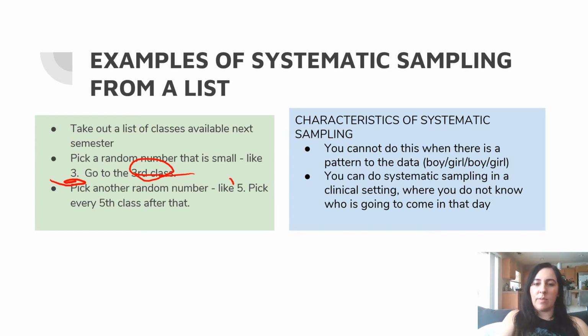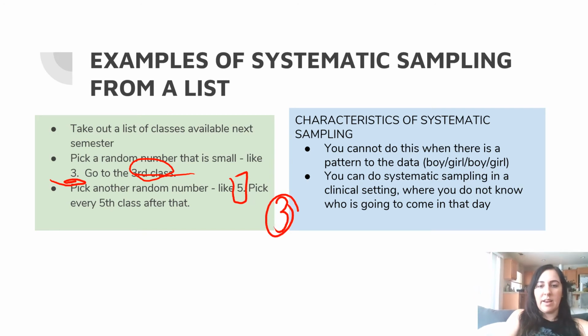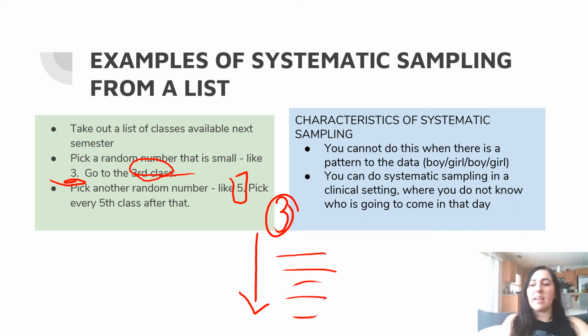So maybe you pick 5. That means every 5th class on the list after that 3rd one. You already picked the 3rd one, but then every 5th class on the list is going to be an individual in your sample size. All right.